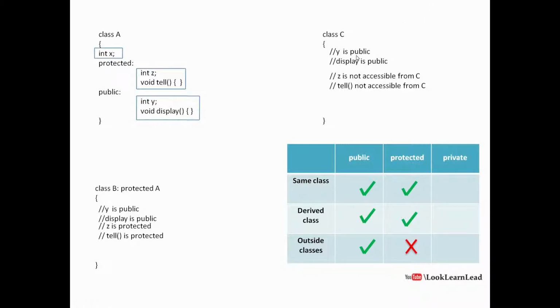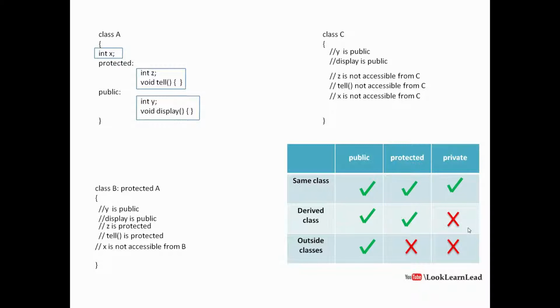Now let's talk about the integer x without any access specifier. There is an integer x without any access specifier. If we do not specify any specifier, by default it is private. So the private members of any class are accessed only by the class itself. That is, x can be accessed only by A. This x cannot be accessed by B. X is not accessible from B, neither is it accessible from C.